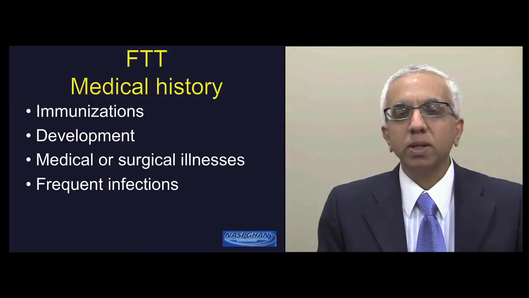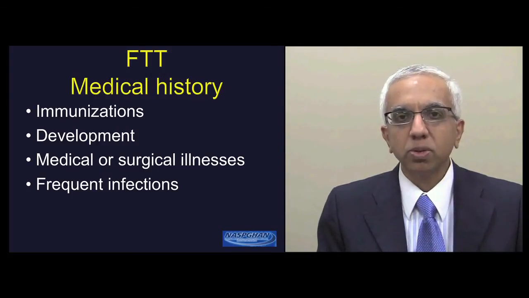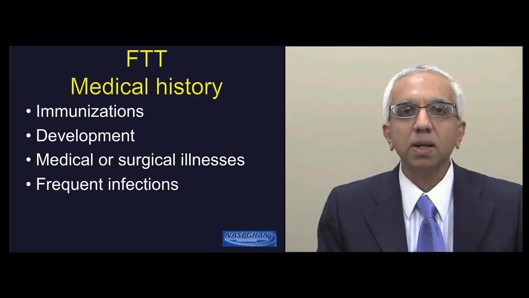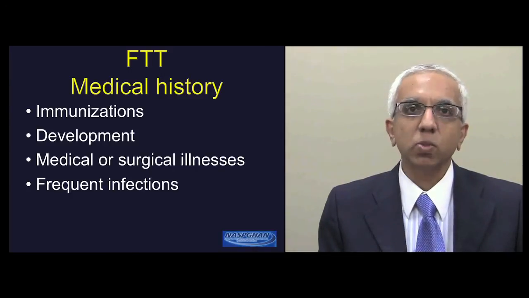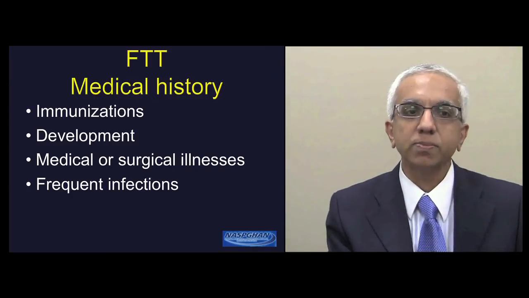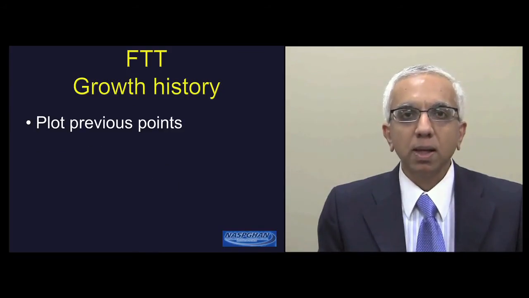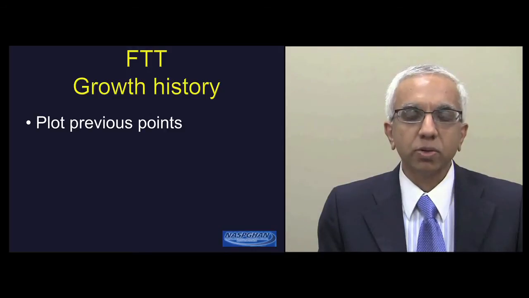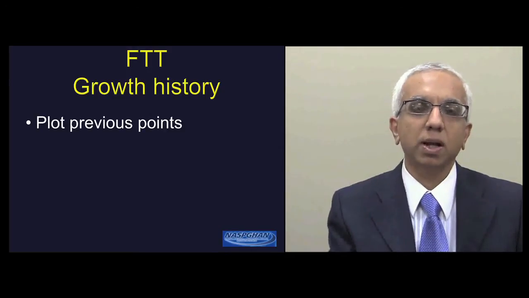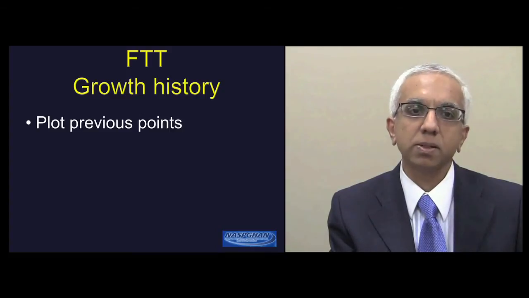Moving further on with the history, it is important to get a sense of development, medical and surgical history, as well as a history of frequent infections. This is probably the most important thing in the diagnosis of failure to thrive. It is to plot previous growth points and put them on a growth chart and compare them to the present state.